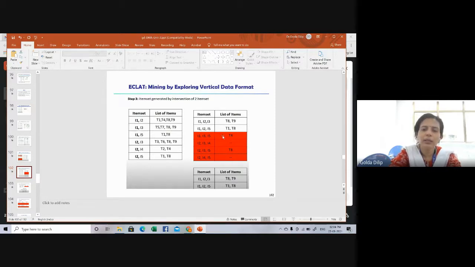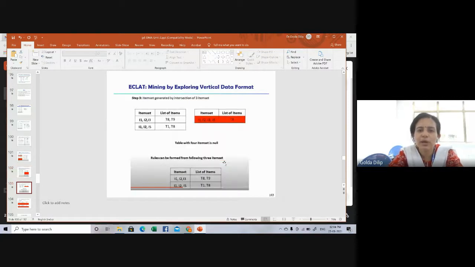The remaining things, whatever I have marked in red, do not satisfy the minimum support count. So I am eliminating them. After elimination I get this. The point to be noted is, when we try to generate the next one, that is a 4 item set combination, the first 2 items must be common. Only then you go for combining.